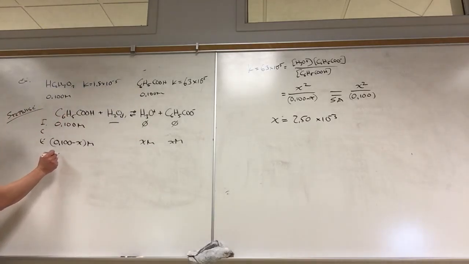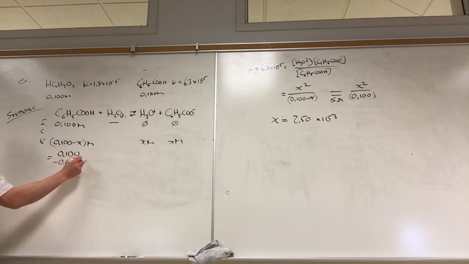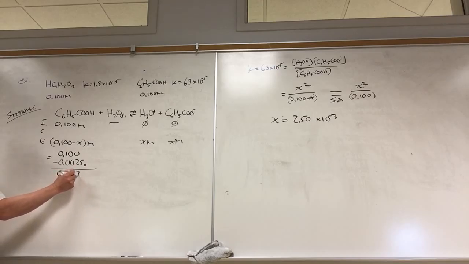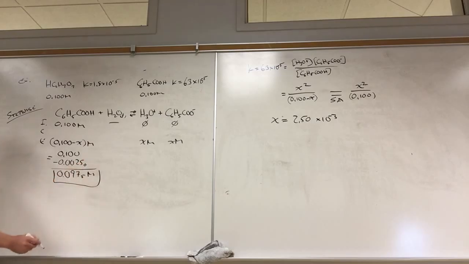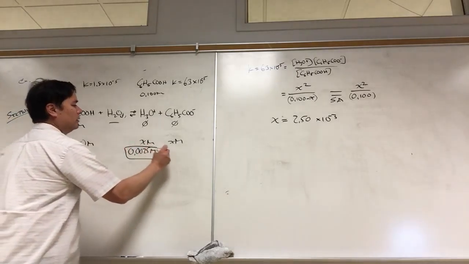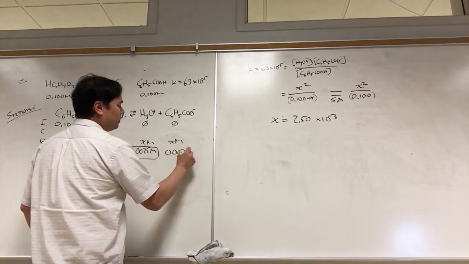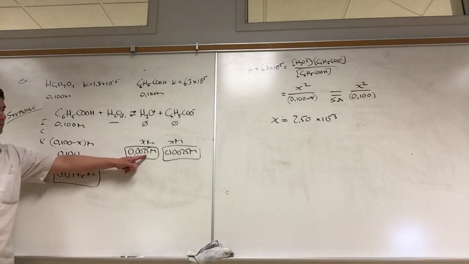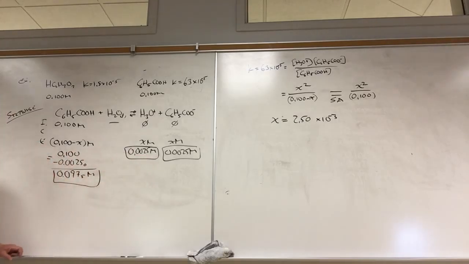And so this will be 0.100 minus 0.00250, which will give us 0.0975 molar. This will be 0.0025 molar, 0.0025 molar. And so we should just make sure that this works out. 0.0025 squared divided by 0.0975 gives us a K value of what?